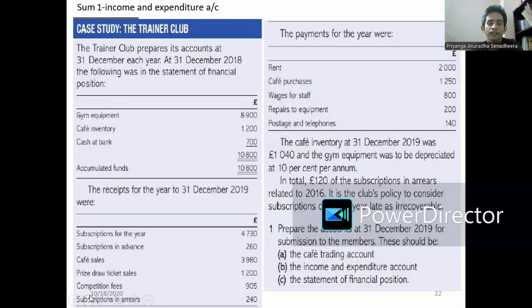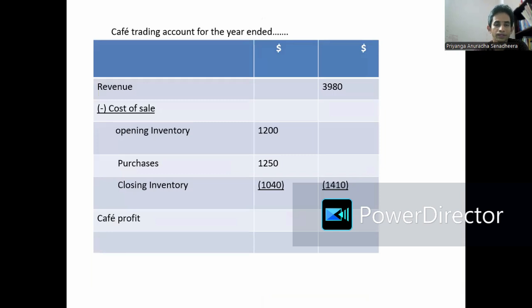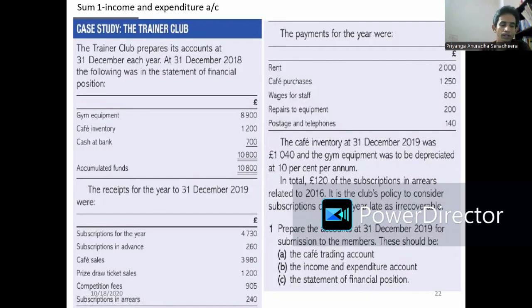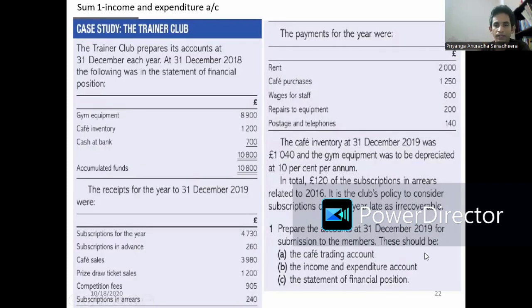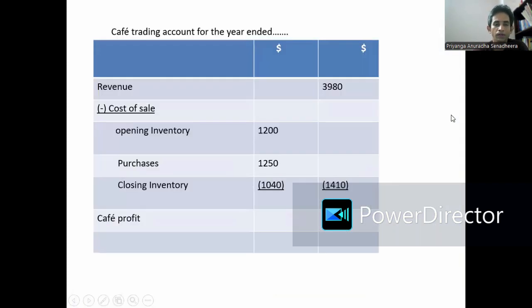If you are preparing the trading account, start with your revenue. You can find your revenue in cafe sales, 3,980. Then you see opening inventory, which you can find here, and the closing inventory is 1,040. So both can be found. And the purchase figure must be here, 1,250. So you have recorded opening inventory, purchases, and closing inventory.